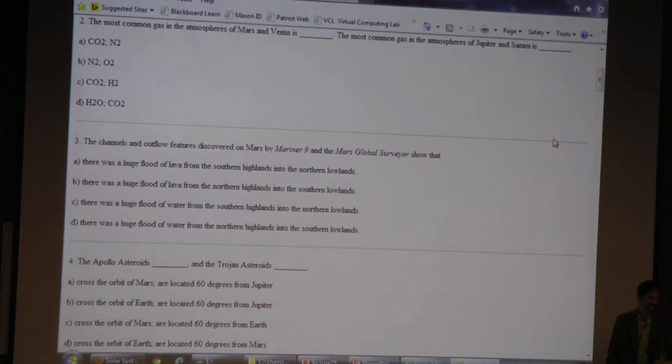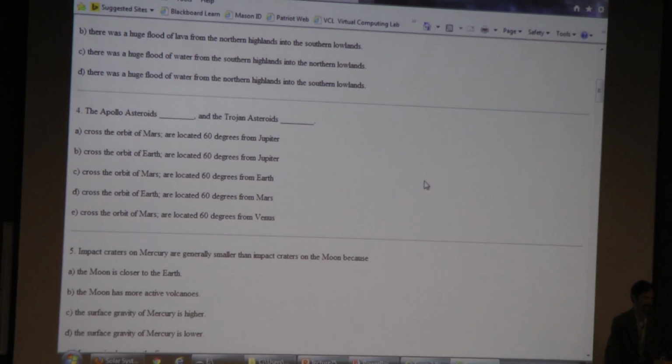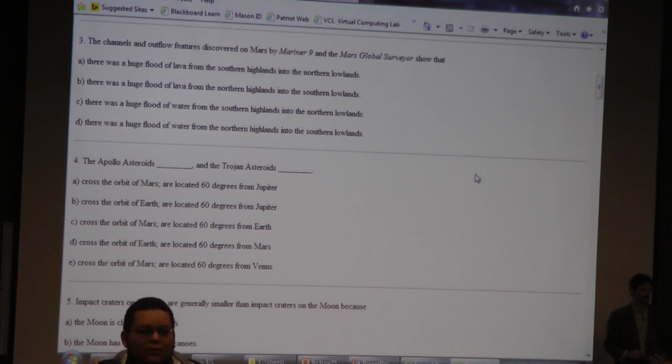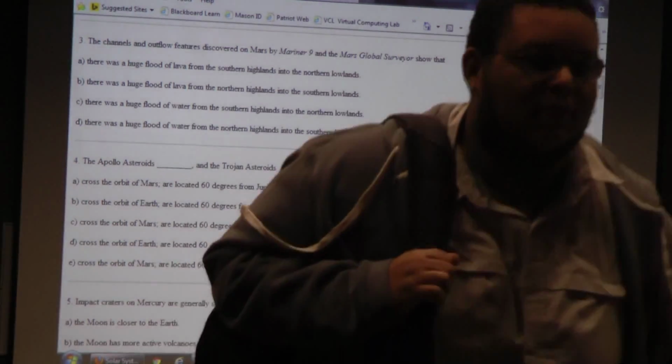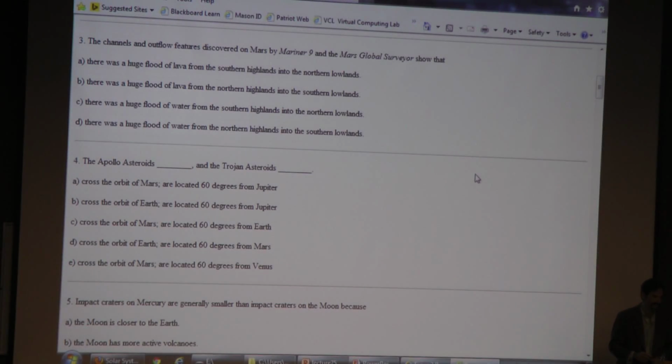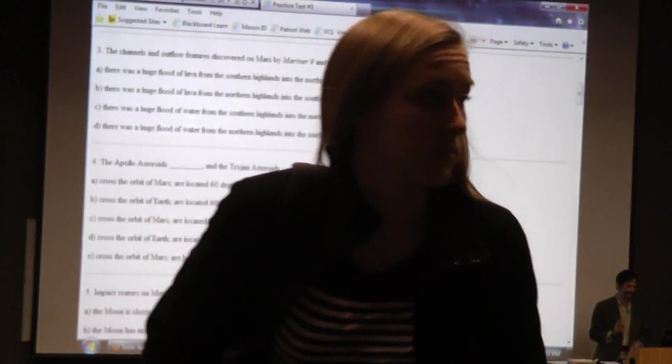Okay, most common gas in the atmospheres of Mars and Venus is what? CO2, good old CO2 that we can't breathe. Most common gas in the atmospheres of Jupiter and Saturn? H2. Yes, H2. Okay, so we see evidence for water flow on Mars. The channels and outflow features discovered on Mars show that there was a huge flood of water from the south to the north.